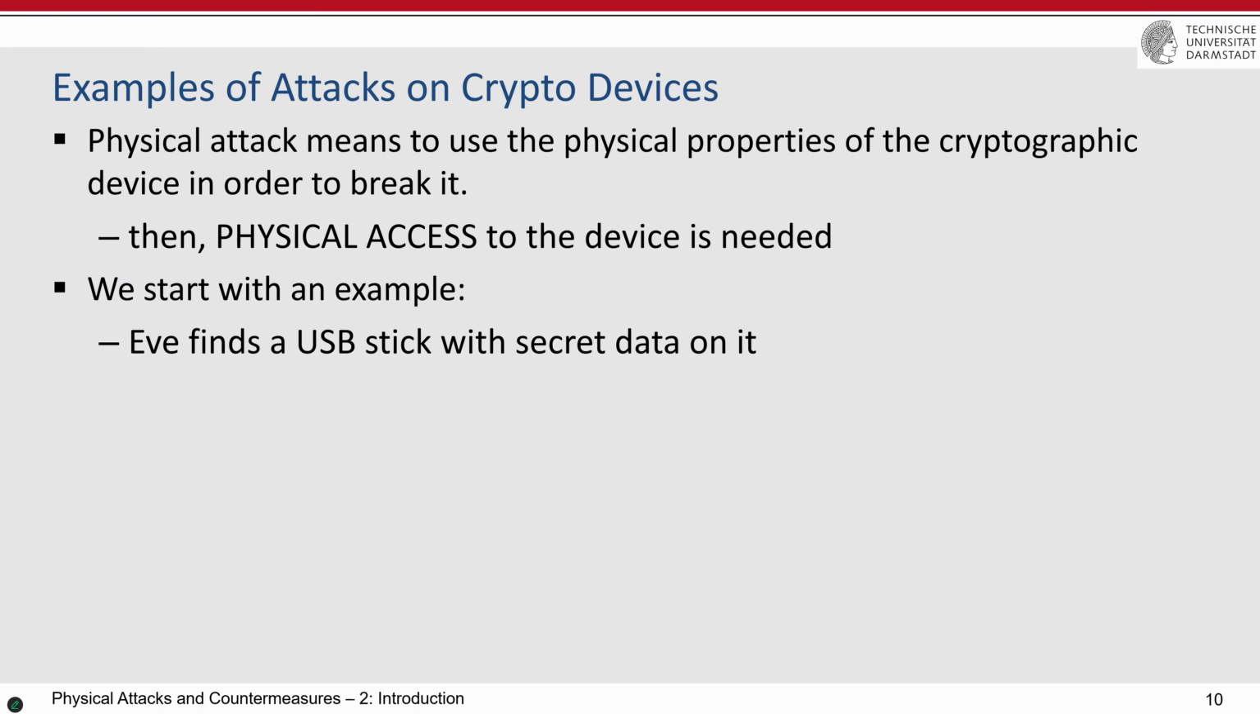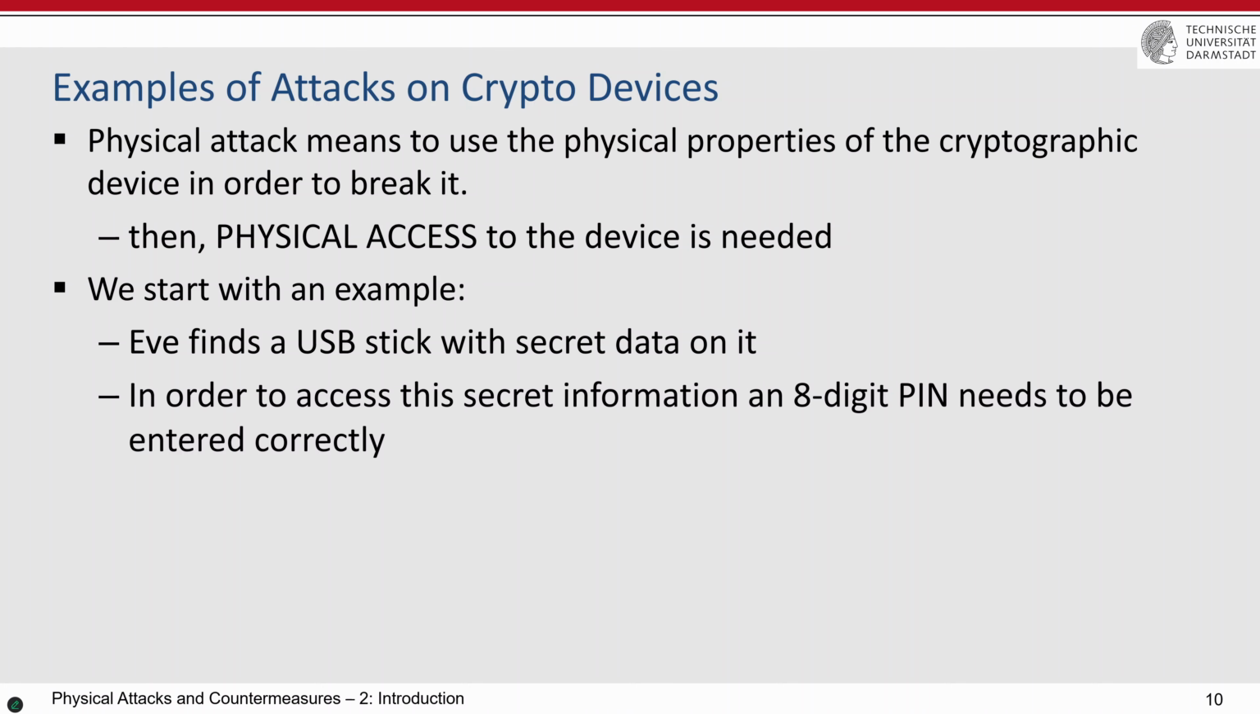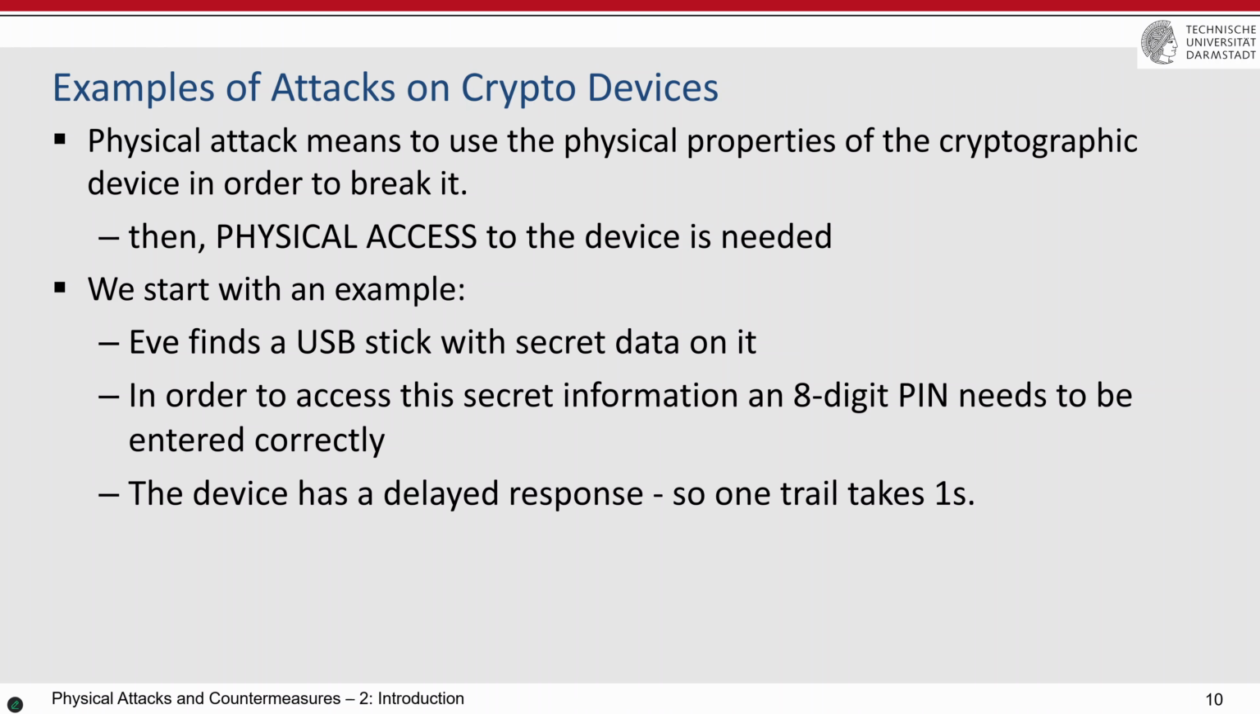Then we start with an example, which is a silly example, but this is just to give you information on how this works. I mean, this is not a cryptographic device that you will see now. This is just to tell you how physical attacks may work. Somebody finds a USB stick with secret data on it, and assume that the USB stick has an 8-digit PIN. It means that you should enter the 8-digit PIN either in the program or on the USB stick itself to get access to the content.